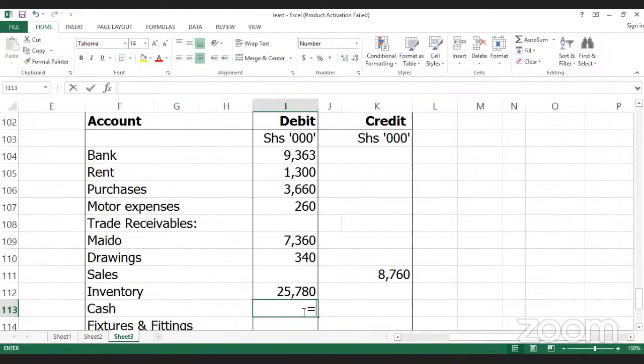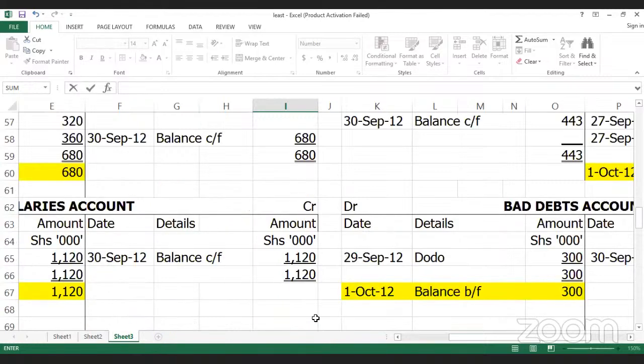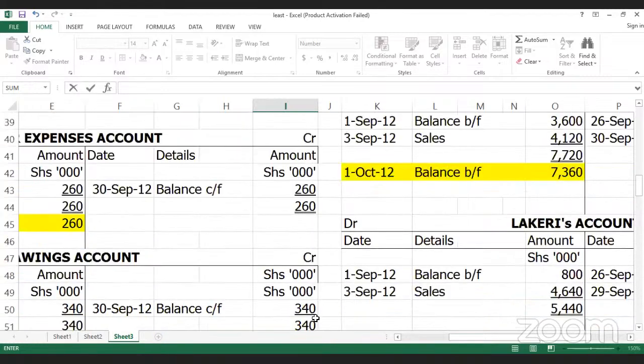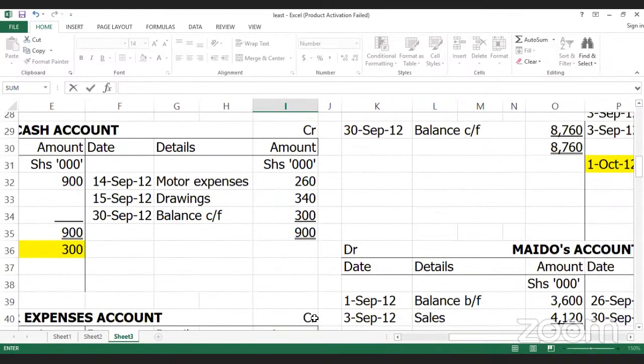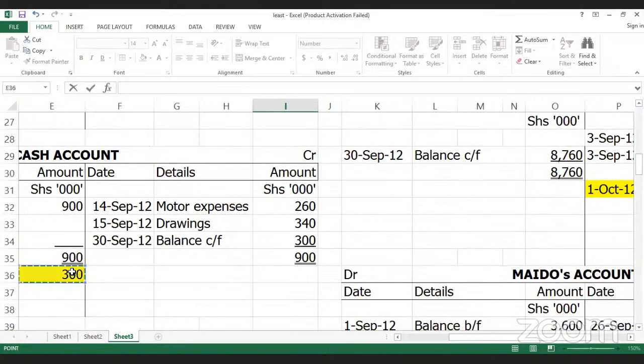Cash balance was how much? Cash. How much is the balance from the cash account? Cash account. That is a 300 cash debit.